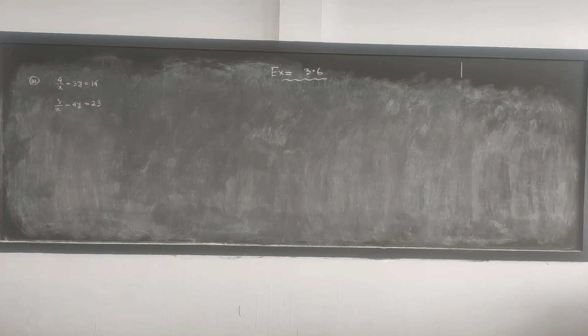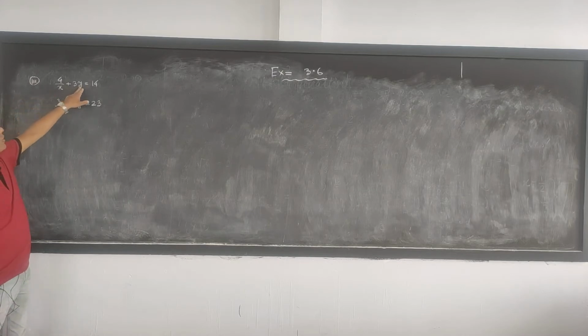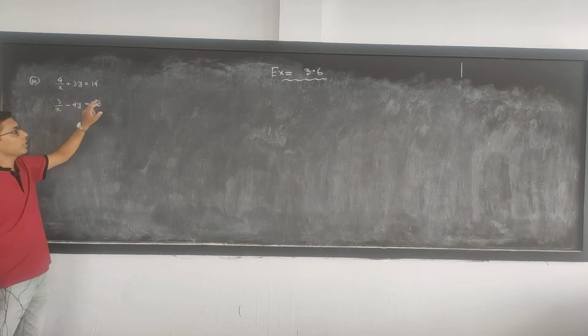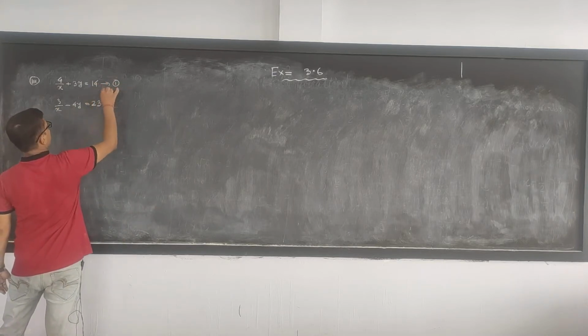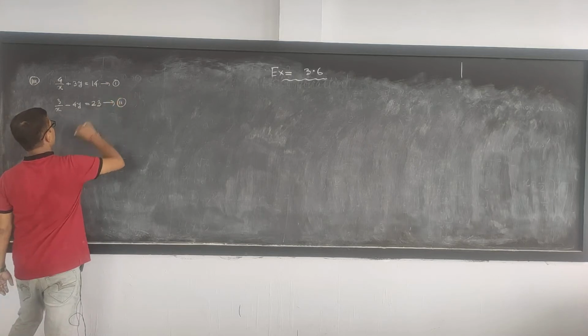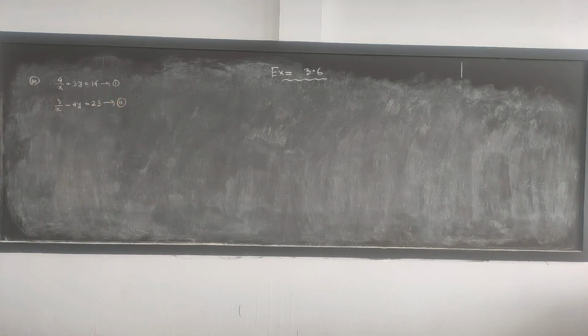The question is 4 by x plus 3y is equal to 14, and 3 by x minus 4y is equal to 23. Let us name the first equation as equation number 1 and the second equation as equation number 2. Clear? Now look, this is already in the linear form. We need not do anything with this part, but this part is still in the fraction form, so we have to reduce it to the linear equation type.